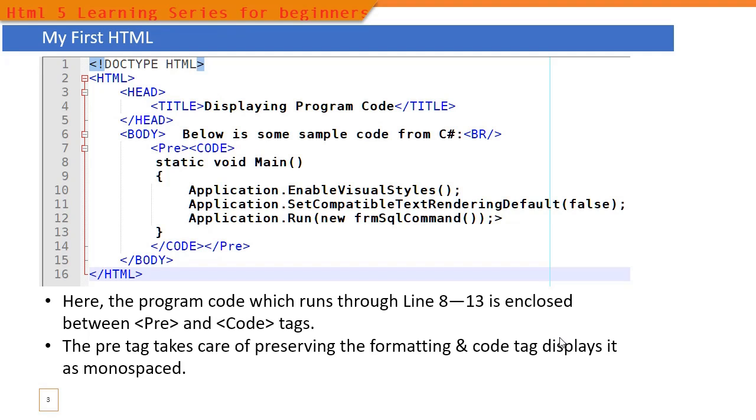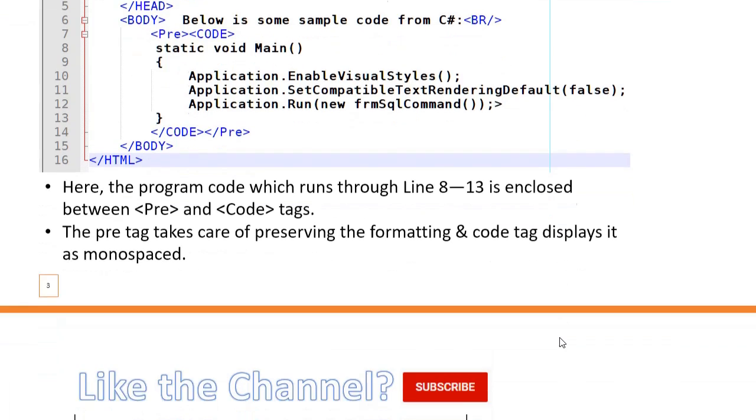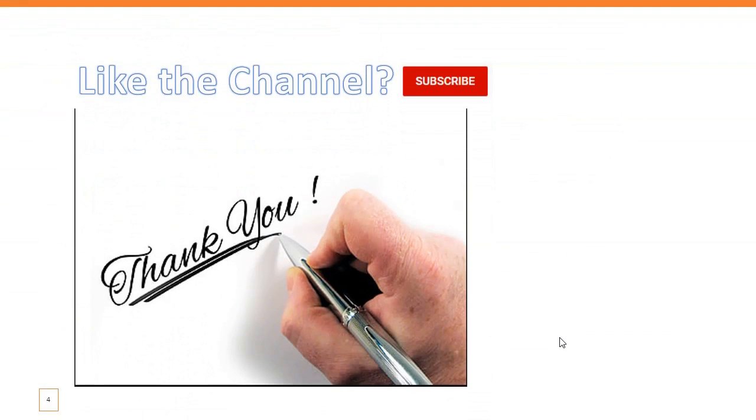So that's all in this video. The pre and code tags are used together to show the computer programming language code in an HTML browser.